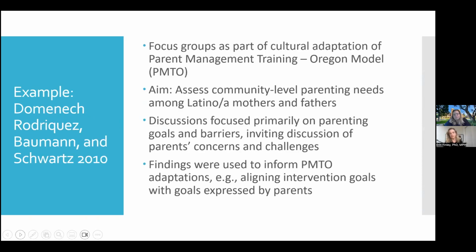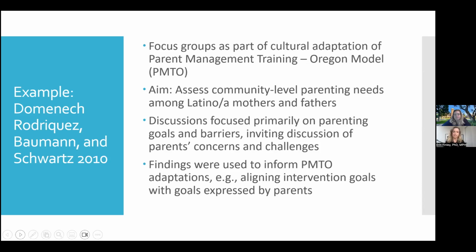So here would be one example, and this is a case in which we do include all of the citations at the end. So many of these things deserve a proper deep dive, so please feel free to go back to the original on these, but just to offer some examples. This is a study where they used focus groups as part of a cultural adaptation of the Parent Management Training Oregon model, or PMTO. The aim was a much larger effort, but they used focus groups as one step in the effort with the goal of assessing community level parenting needs among Latinx mothers and fathers in a particular county area.